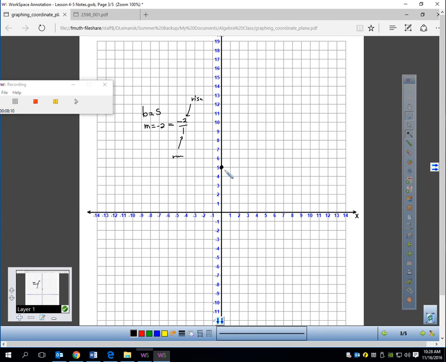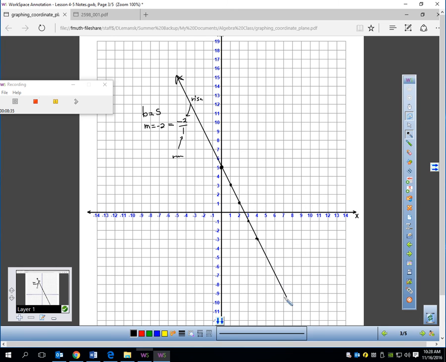So let's do that. Drop 2, run 1, put a point. Drop 2, run 1, put a point. I'll do that a few times, and now I can take my ruler out and draw a line, and here is the line for this particular equation. It's this right here. Don't forget to put arrows at the end.